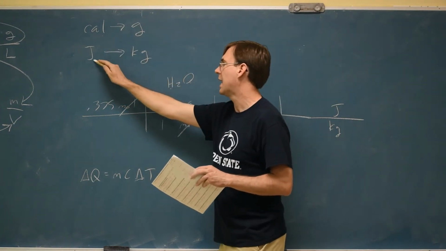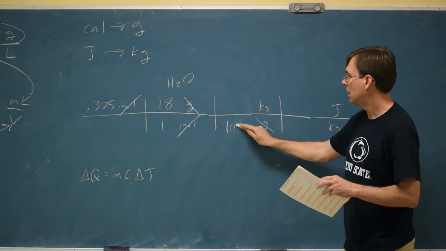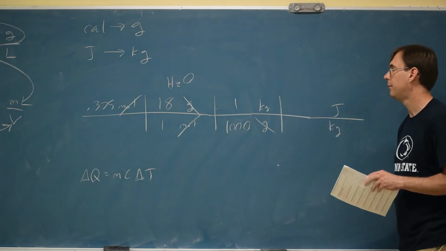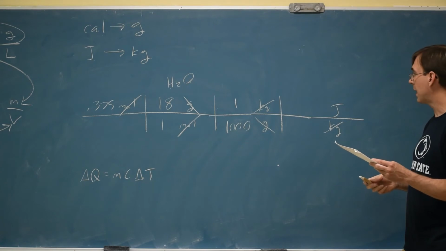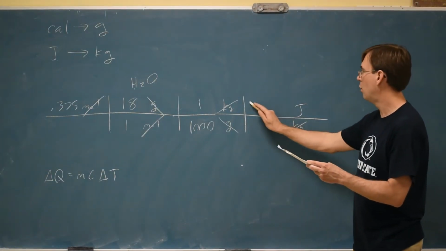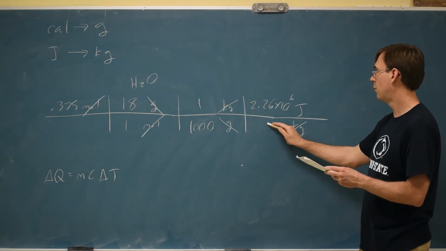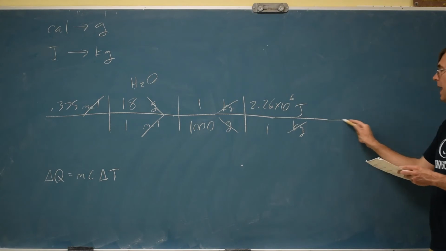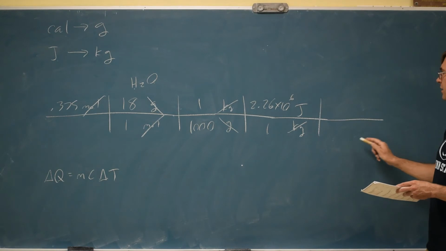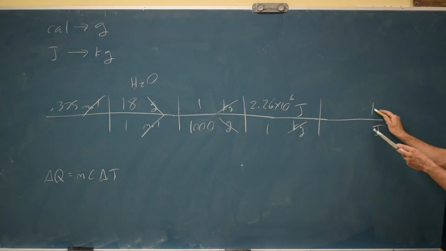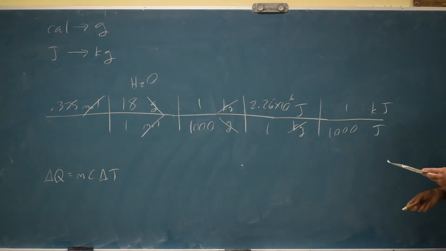So kilograms can access joules. So I need to cancel grams to get to kilograms. 1,000 grams makes 1 kilogram. Kilograms can get to joules if I use the right number from the table, which is 2.26 times 10 to the 6 joules for 1 kilogram of mass. The 1 wasn't in the story, that's just the way that it goes. To finish that, I need to get from joules to kilojoules, and there's 1,000 joules in a kilojoule.